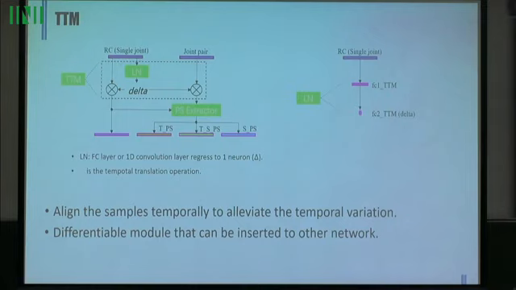So this TTM model will run on every raw coordinate and joint pair before they go into the feature extraction and the path signature feature extractor. It aligns samples temporally to alleviate the temporal variation.